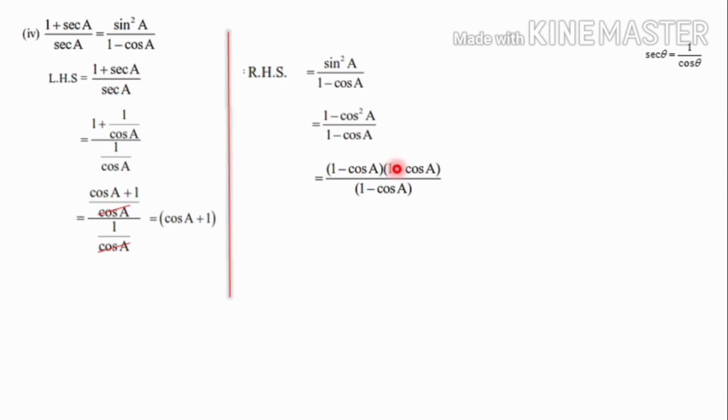(a minus b) into (a plus b) is a² minus b². So (1 minus cos A) into (1 plus cos A) is written, and the denominator is the same, 1 minus cos A. Here 1 minus cos A is common in both numerator and denominator. We can cancel it, and the remaining term is 1 plus cos A. That is what we have written as cos A plus 1, that is our left hand side. So both left hand side and right hand side are equal, hence the proof.